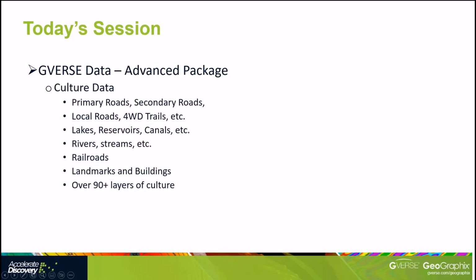The last layer, where you do get a lot more detail in the advanced package, is with culture. So obviously it includes the roads, rivers, and streams. But in Texas, for example, it goes down to the extra detail of the railroads, the pipelines. You also start to see landmarks, buildings, reservoirs, four-wheel drive trails, and some deep details like that.